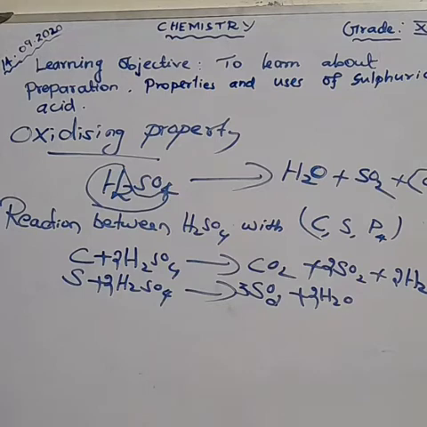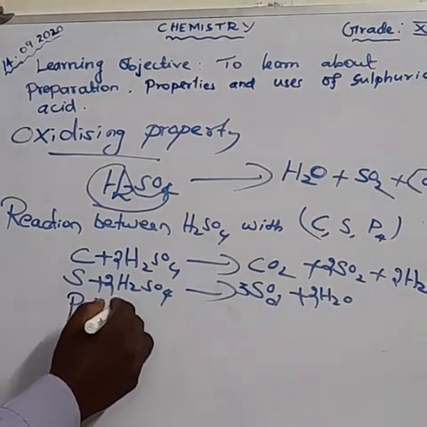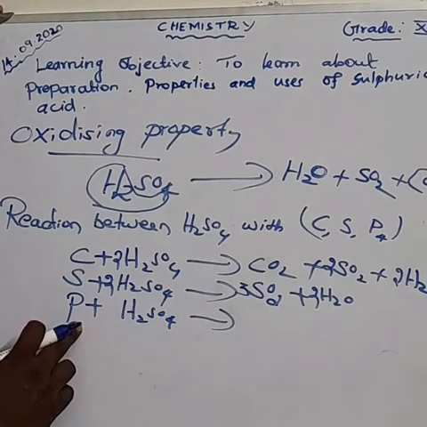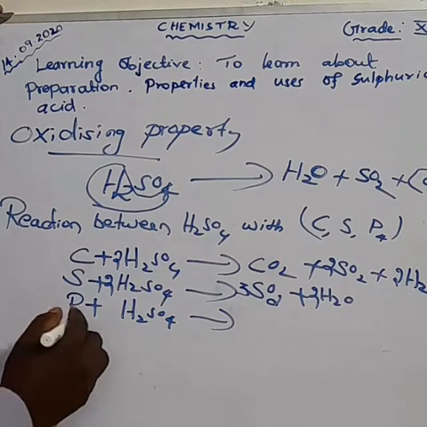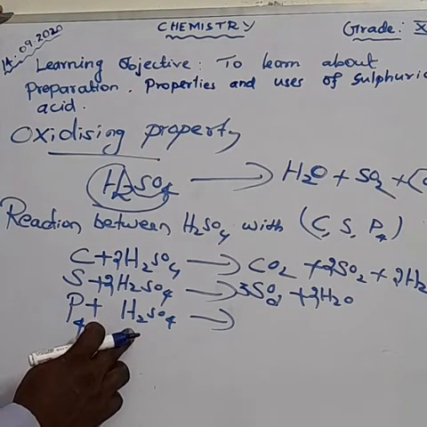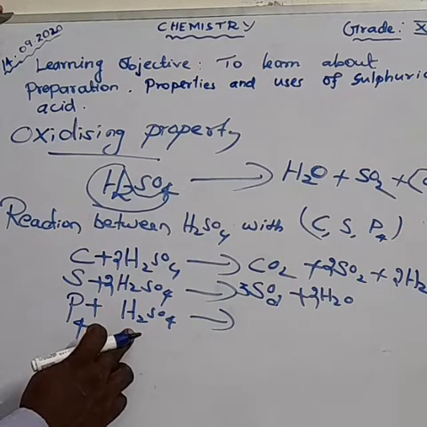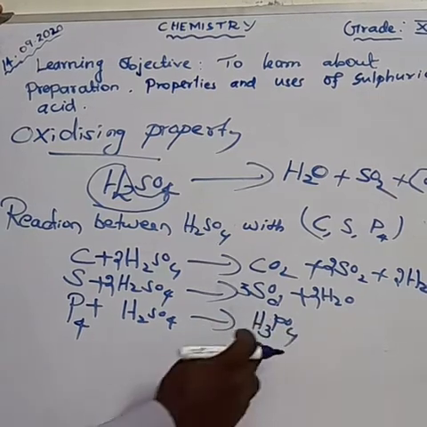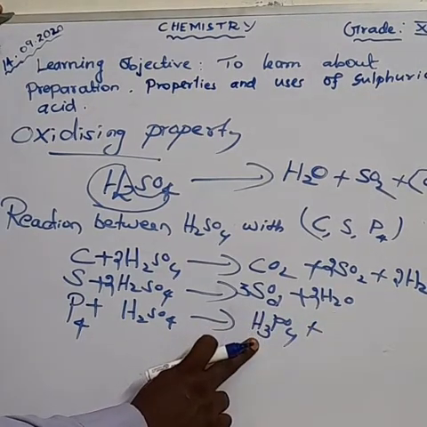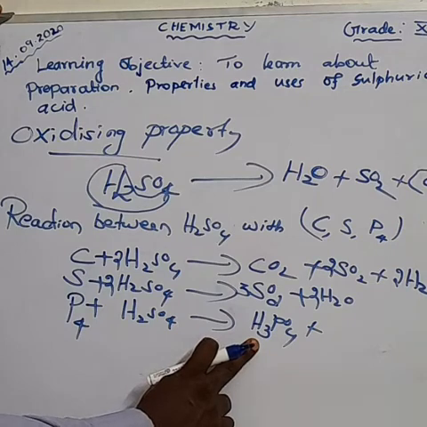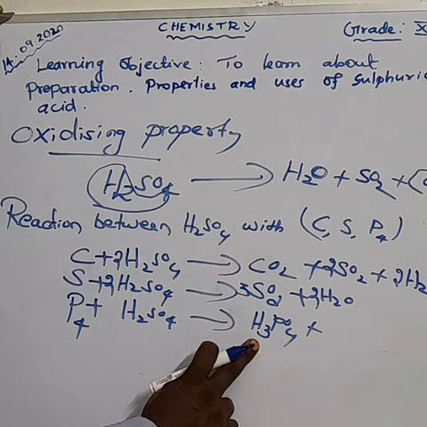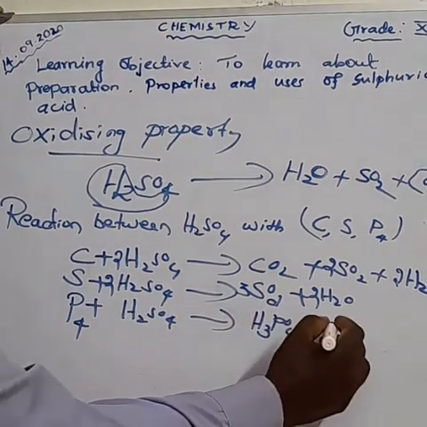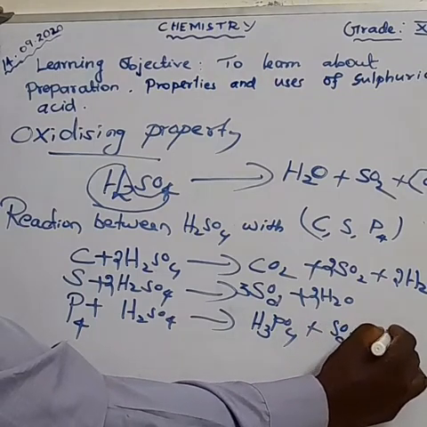Next about phosphorus. Phosphorus reacts with sulfuric acid. Phosphorus is a polyatomic molecule, so make it P4. Phosphorus reacts with sulfuric acid. We get 3 important products: phosphoric acid, H3PO4, otherwise called orthophosphoric acid. Previously we learned that one. The formula for phosphoric acid is H3PO4, and also sulfur dioxide gas is evolved, and also water.